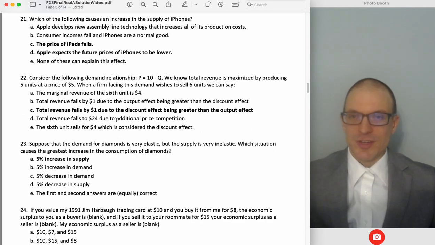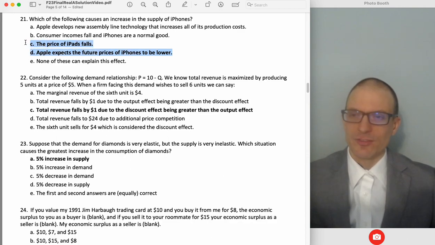Which of the following causes an increase in supply of iPhones? Apple develops a new assembly line technology that increases all of its production costs. No, this will decrease the supply. Consumer incomes fall and iPhones are a normal good. This will increase demand. Price of iPads falls. That will work. So then you decrease your quantity supplied of iPads, increase your supply of iPhones, a substitute in production. Or if you expect future prices of iPhones are going to be lower, then you want to sell them today. So it'll lead to an immediate increase in supply.